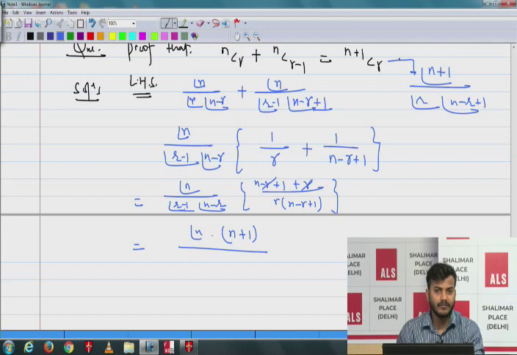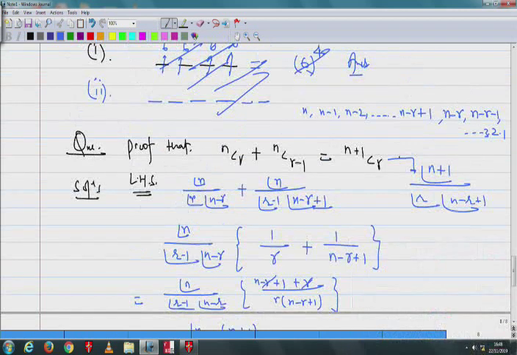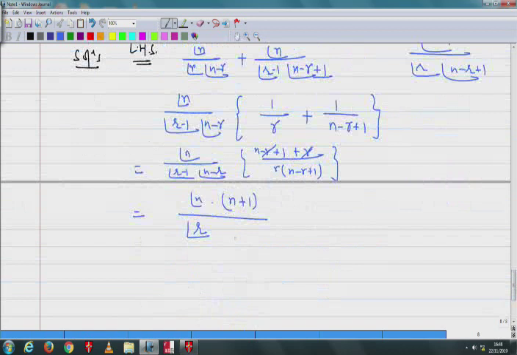n factorial into n plus 1, and this is R minus 1 factorial. If you multiply this with R, you will get R factorial itself. Total of R factorial. Now this is n minus R, and this is n minus R plus 1. This is n minus R factorial, and if you multiply with this term, you will get n minus R plus 1 factorial. I think we are done.